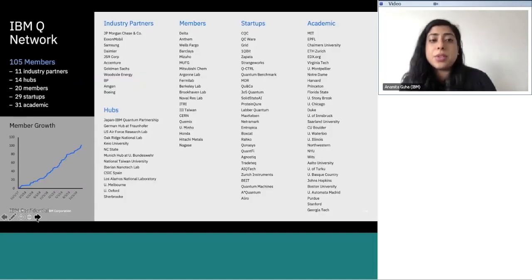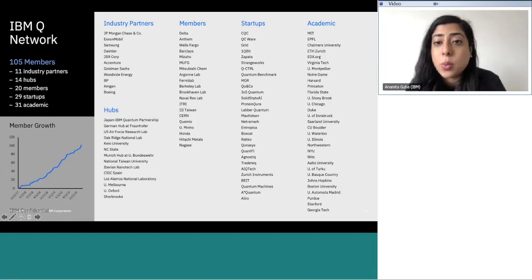So here are some examples of different industry partners, different hubs with universities, different clients and members of our network, as well as startups and academic organizations.